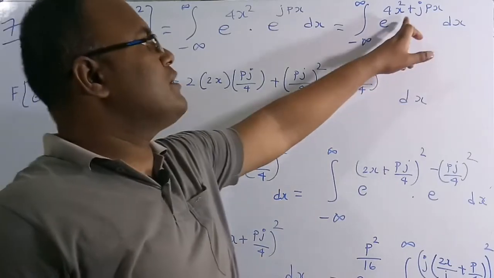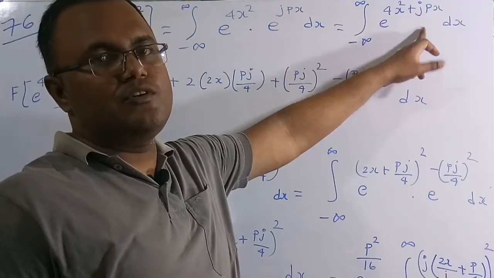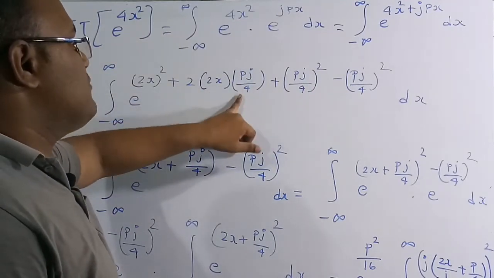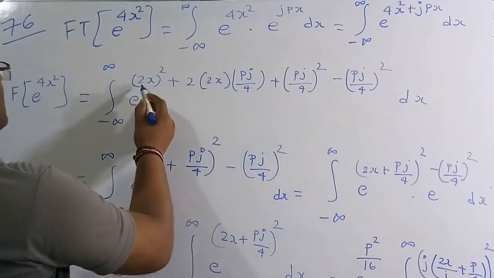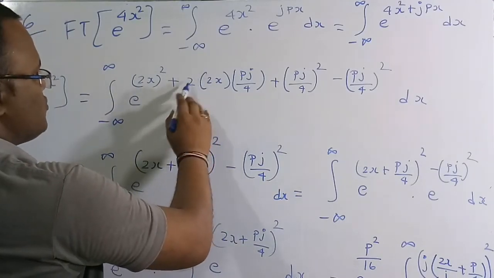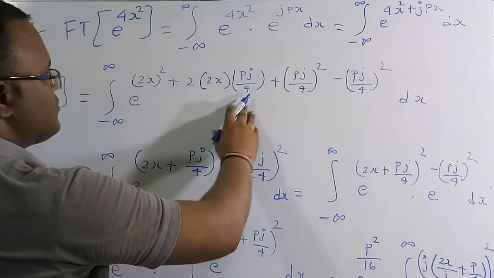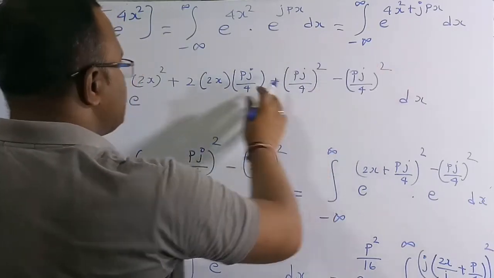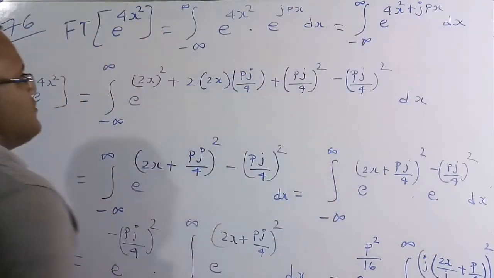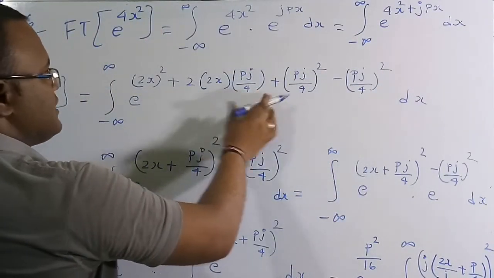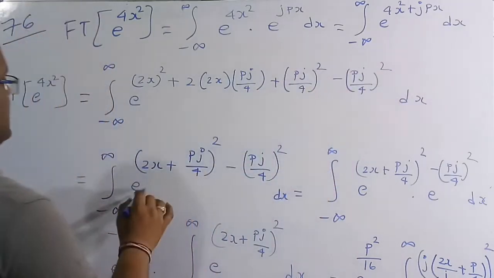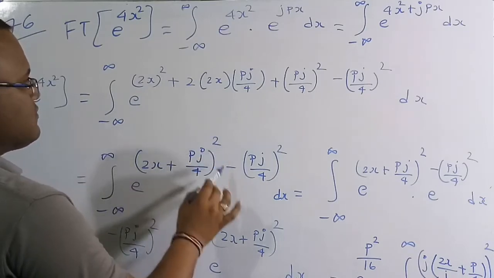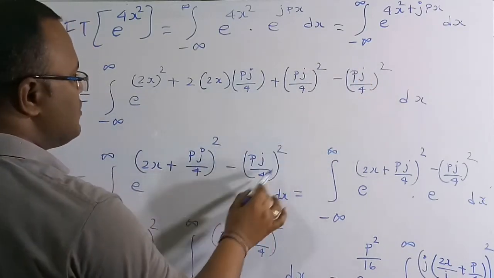Here 4x square plus jpx I can write in terms of a plus b whole square, like this: 2x whole square plus 2 into 2x into pj by 4, plus pj by 4 whole square, minus pj by 4 whole square. The 2 and 2 give 4, so you get the same term, and if this term cancels, you still get the same power. So now this is in terms of a plus b whole square minus this term. Therefore e to the power of 2x plus pj by 4 whole square, where a is 2x and b is pj by 4, minus pj by 4 whole square.